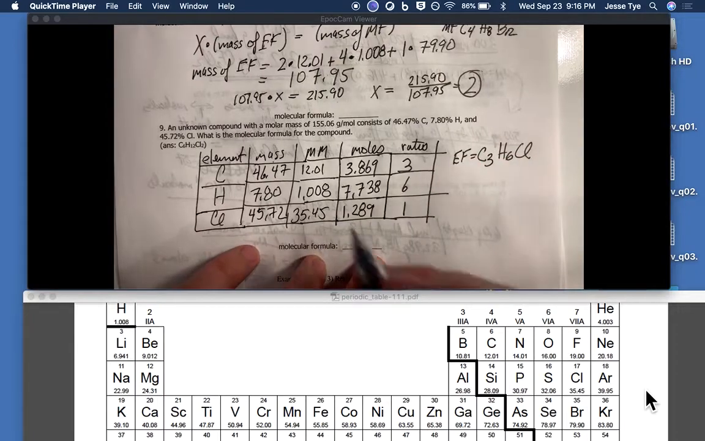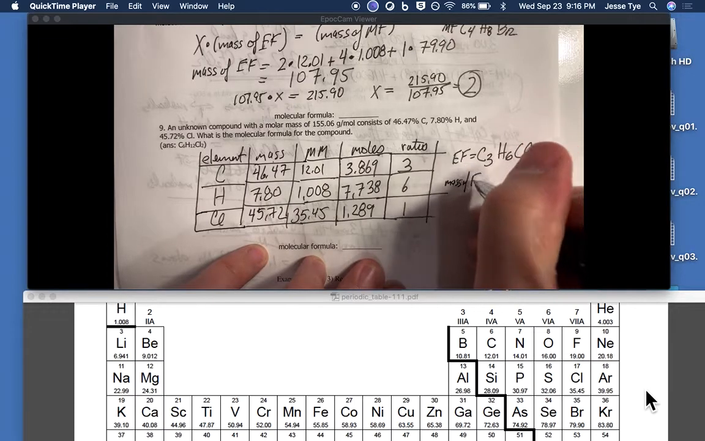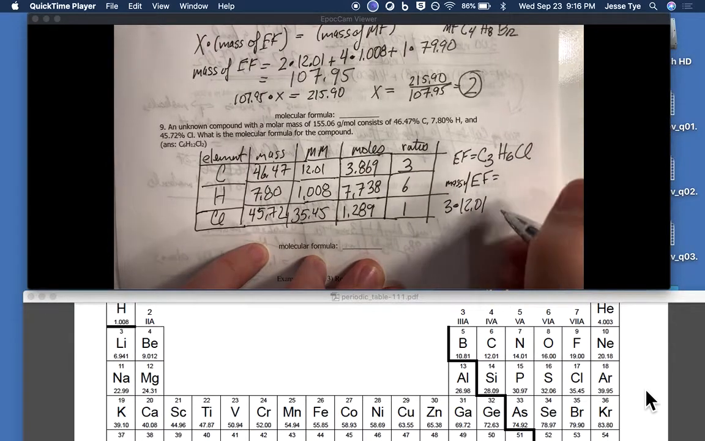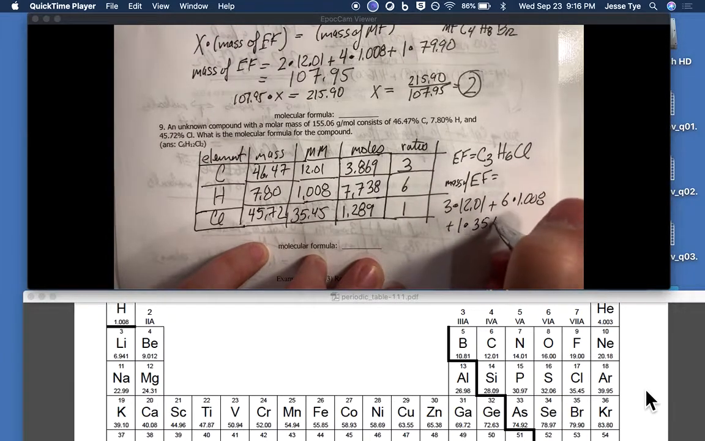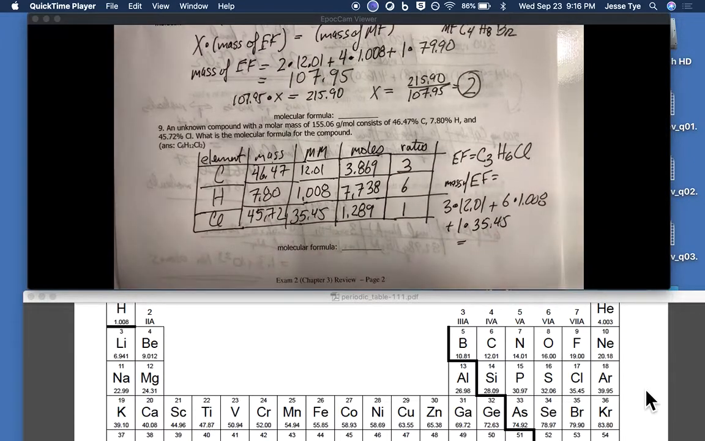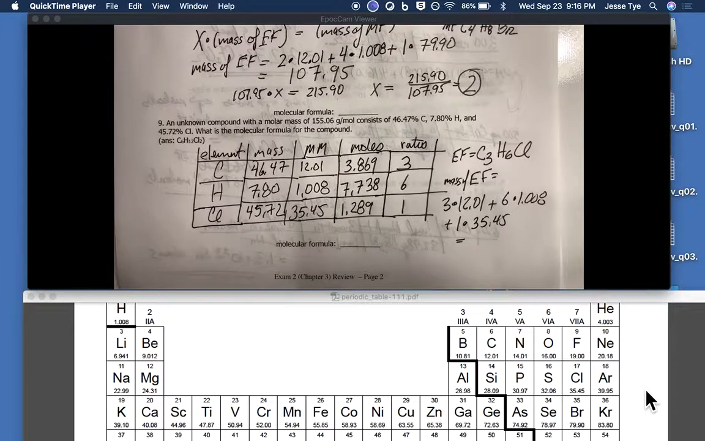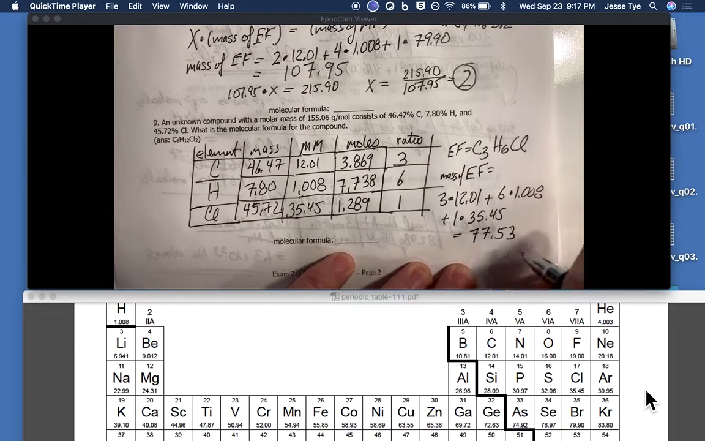Let's go ahead, and we've got our molar masses here, so this should be easy. We need the mass of our empirical formula. So 3 times 12.01 plus 6 times 1.008 plus 1 times 35.45 equals. Okay, my mass of my empirical formula is 77.53.